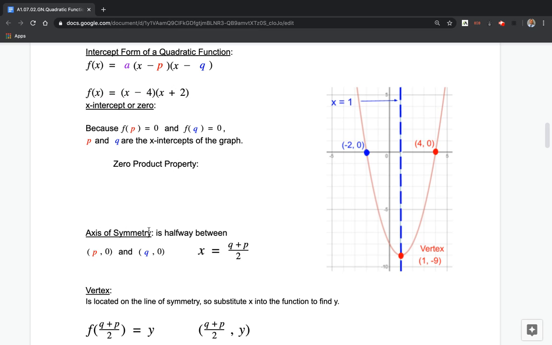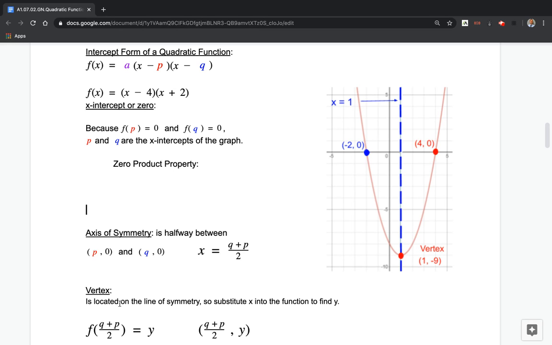The axis of symmetry is halfway between p comma 0 and q comma 0. So what you do is you take q plus p and divide it by 2. In this case, it would be negative 2 plus 4. Negative 2 plus 4 is positive 2, divided by 2, and that's x equals 1. That's the line of symmetry. And we can see that the line of symmetry and the vertex have the same x value.